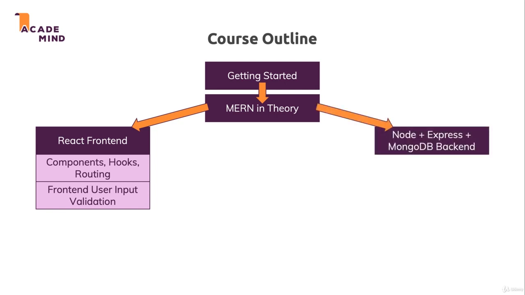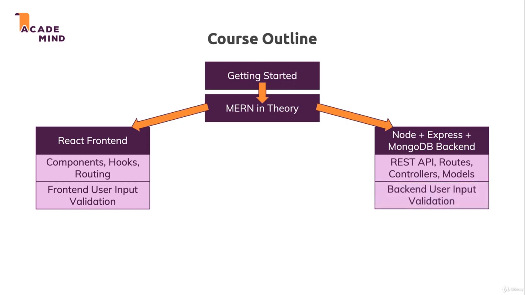Here we'll focus on Node and Express, we'll create our own REST API, implement our own routes, use controllers and models, and as we did it for the front end, now it's time for the backend user input validation. Besides that, we'll also learn how we can connect our backend to a real database, MongoDB in our case here. With that, the backend will be finished.